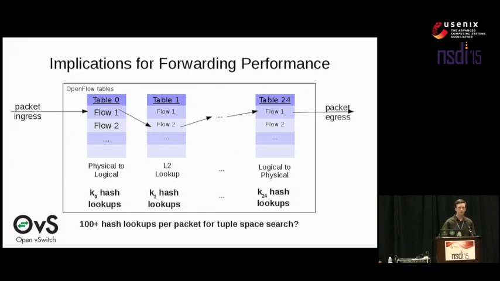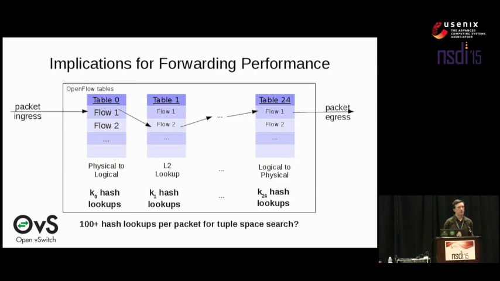So that's slow, is the summary, and you can't really expect to get good performance out of a complicated pipeline with that many hash lookups per packet. I'm not going in chronological order here in terms of how we implemented these things. Here are some of the things that helped with forwarding performance.